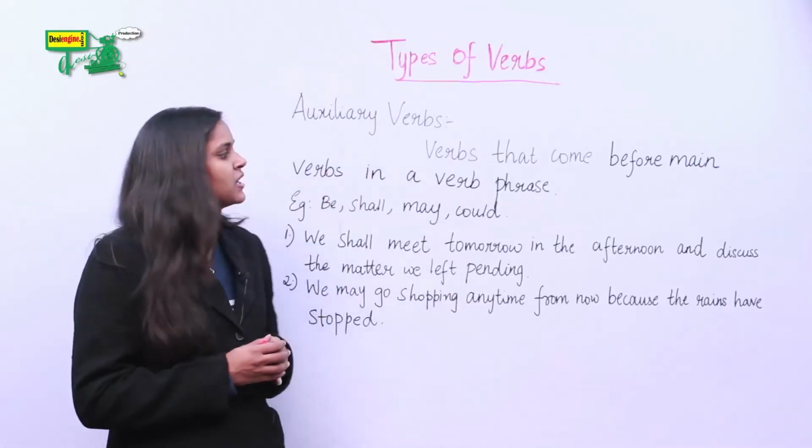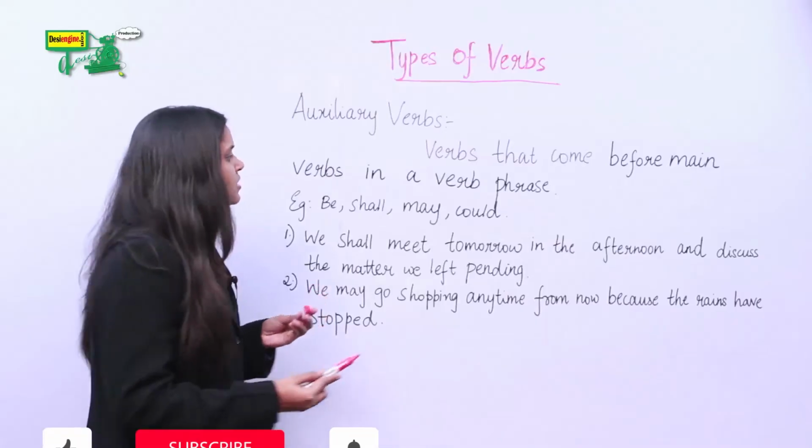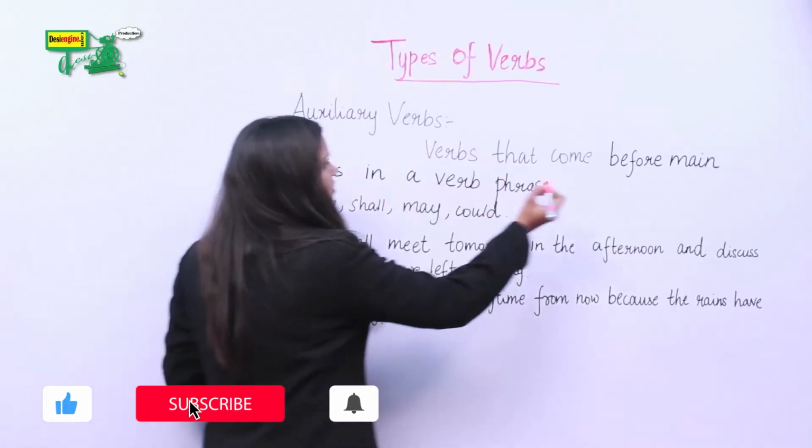Auxiliary verbs are verbs that come before main verbs in a verb phrase.